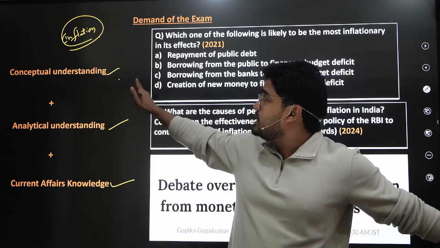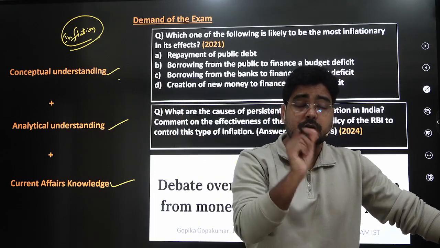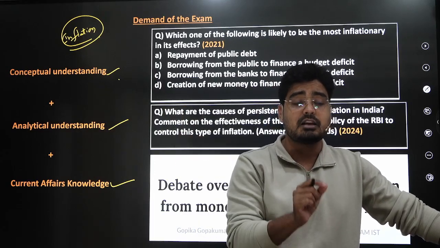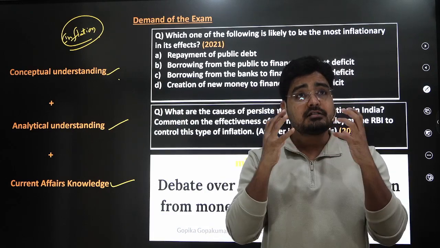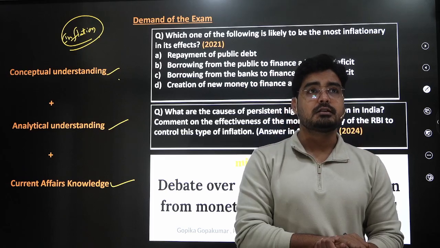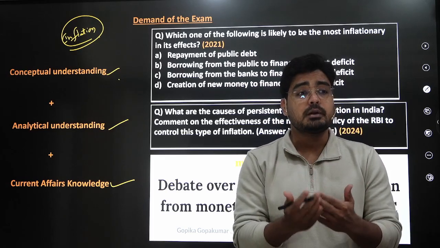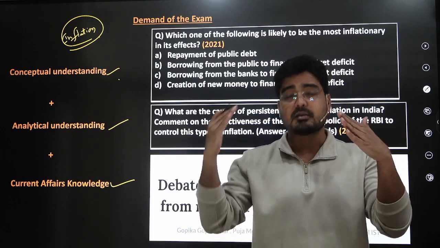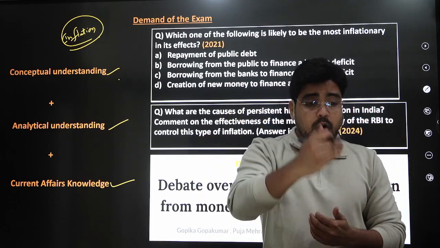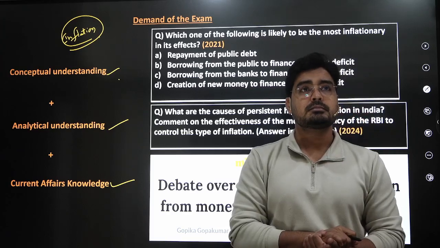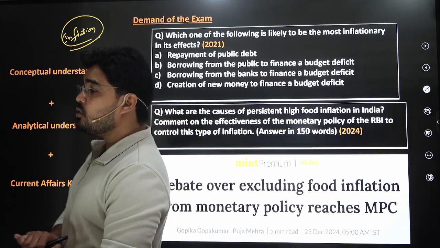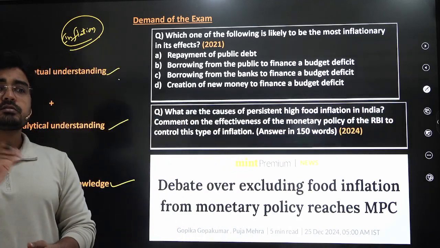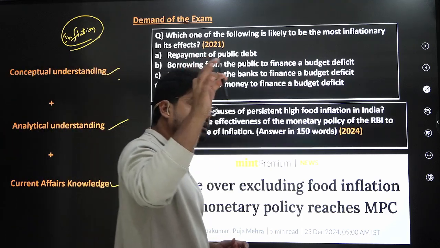So any aspirant who is going to start with the topic of inflation, I would expect the aspirant to understand what is inflation, what are the different kinds of inflation, and what are the causes of inflation. That means what are the demand side factors and what are the supply side factors, and what are the consequences of inflation. How is it going to impact consumer behavior? How is it going to impact creditors, borrowers, and how is it going to impact the value of the currency in the economy?